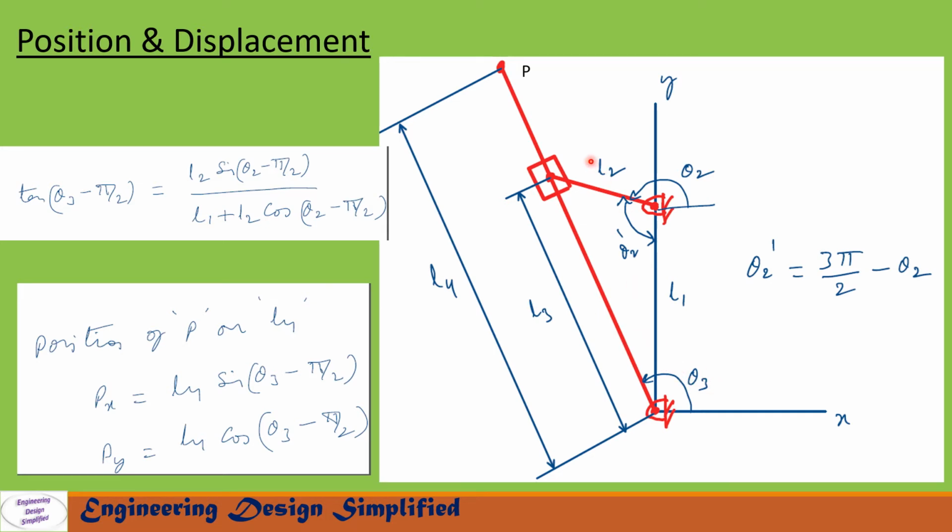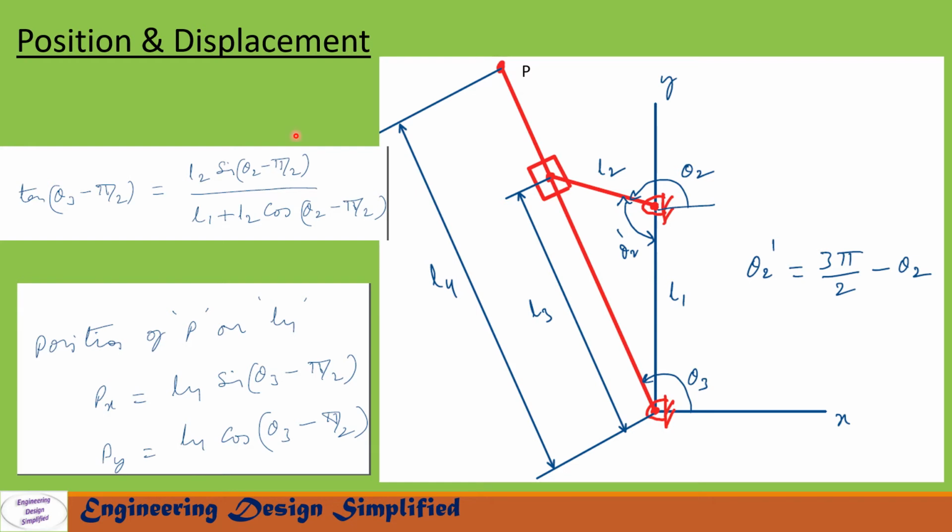Now let us write equations along x and y directions for the point P. So along x, Px equal to L4 sin of theta 3 minus pi by 2, this distance. And similarly along y, we can write Py equal to L4 cos of theta 3 minus pi by 2, that is this distance.